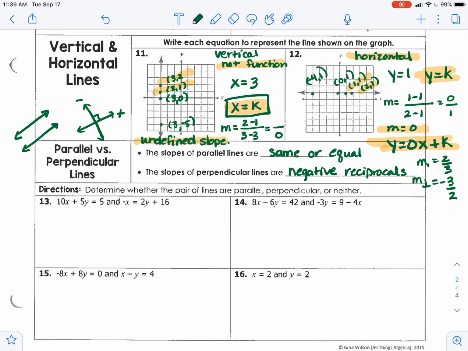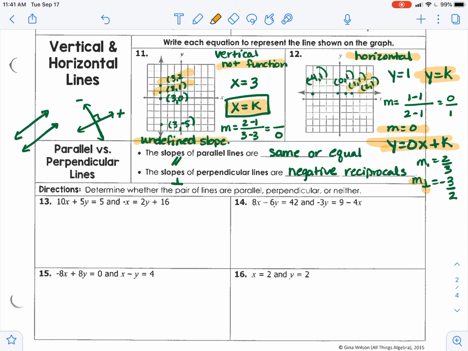Okay, now I do use a lot in here. I don't like writing out parallel and perpendicular, so I will use the parallel symbol and the perpendicular symbol. Like over here where I wrote M perpendicular, that's saying the perpendicular slope would be negative 3/2. Again, hopefully that is a review, not new material.